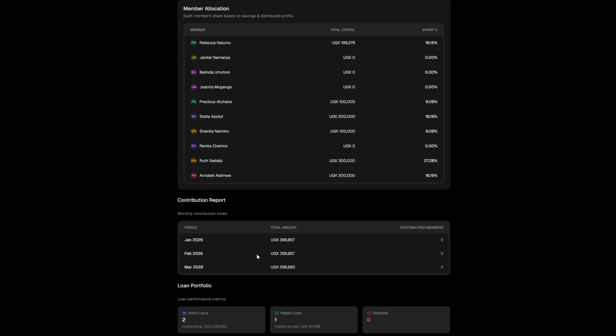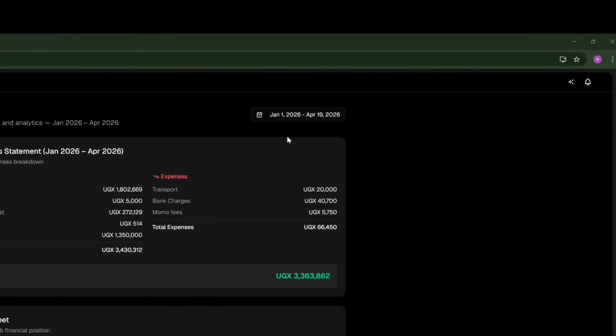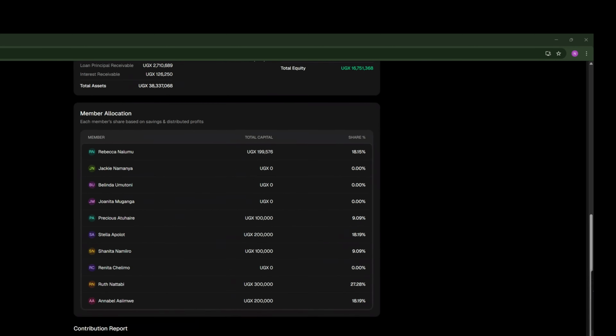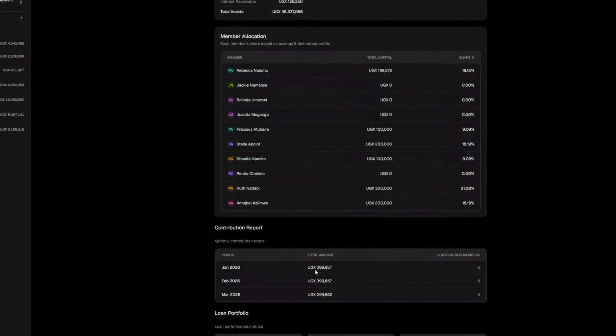The contribution report shows monthly contribution totals for the reporting period. So since our reporting period is this year, which is January 1st to April 19th, the breakdown for January is 399,000, and same for Feb, and then less money received in March so far.